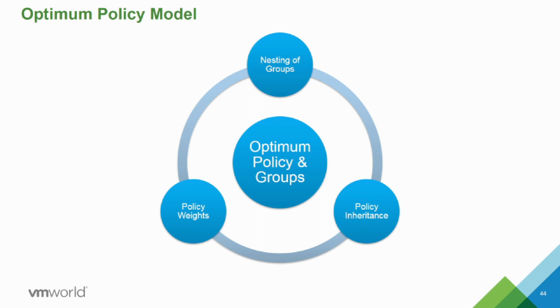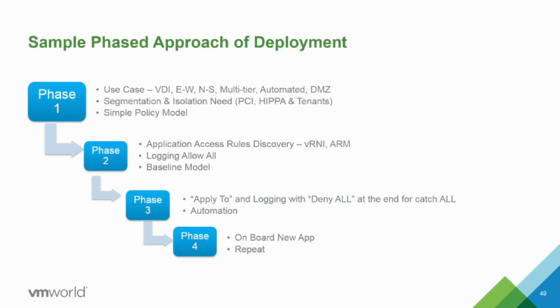NSX manager has to process those rules on multiple levels, because that security group can have multiple VMs. I hear you, I have 10 more minutes, so I should stop talking.